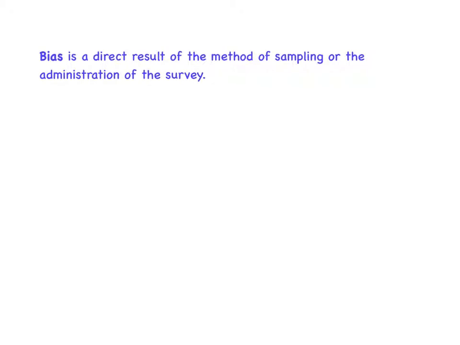Bias is a direct result of the method of sampling or the administration of the survey. As I said before, this is all in the design. So it's important that you design these things carefully.